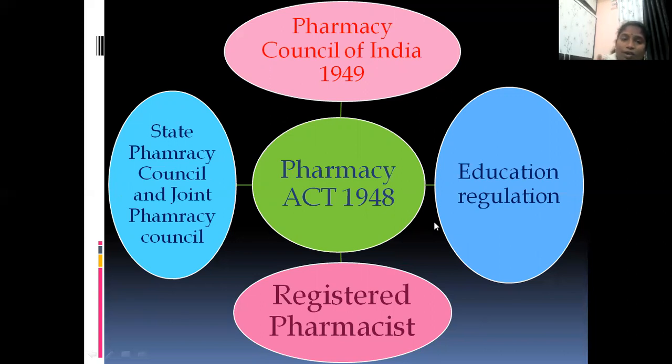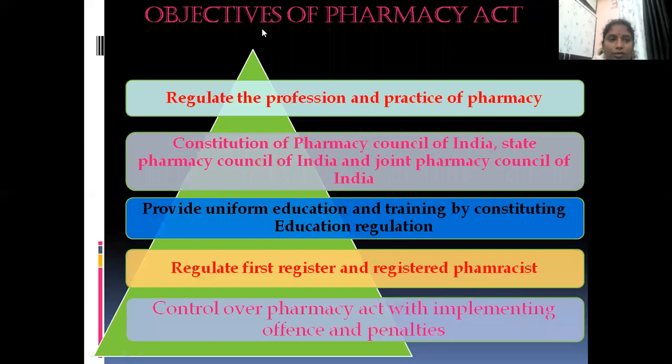One is the Pharmacy Council of India, the State Pharmacy Council, the Joint Pharmacy Council, and education regulations and registers. So first we will discuss the Pharmacy Council of India. Before going to the Pharmacy Council of India, we will discuss the objectives of this council.